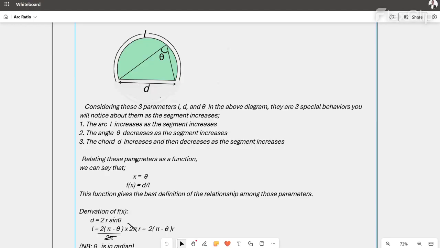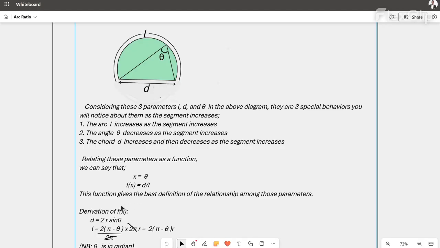Now, relating these three parameters as a function, we can say that x is equal to theta, while f of x is equal to D all over L. This function gives the best definition of the relationship among those parameters. It is the function that tells how these three parameters relate to each other.